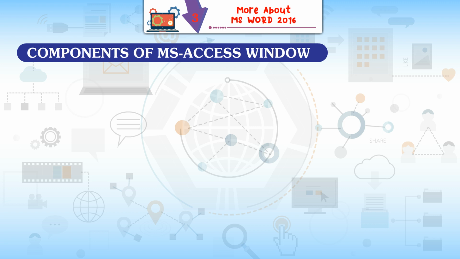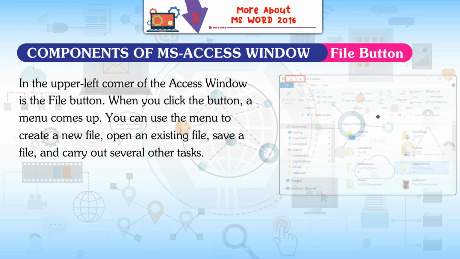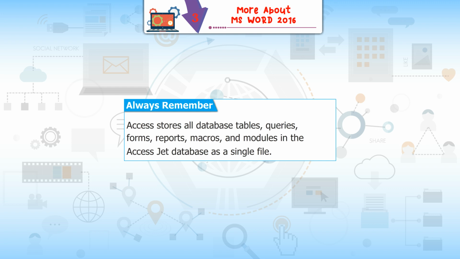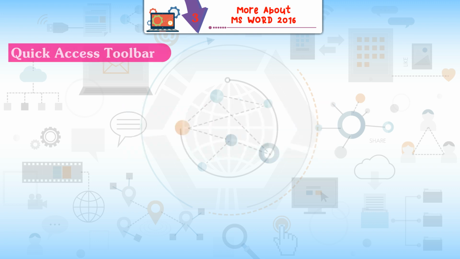Components of the MS Access window. File button. In the upper left corner of the Access window is the File button. When you click the button, a menu comes up. You can use the menu to create a new file, open an existing file, save a file, and carry out several other tasks. Always remember, Access stores all database tables, queries, forms, reports, macros, and modules in the Access JET database as a single file.